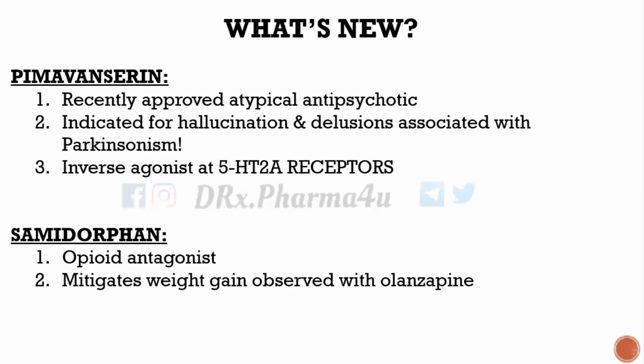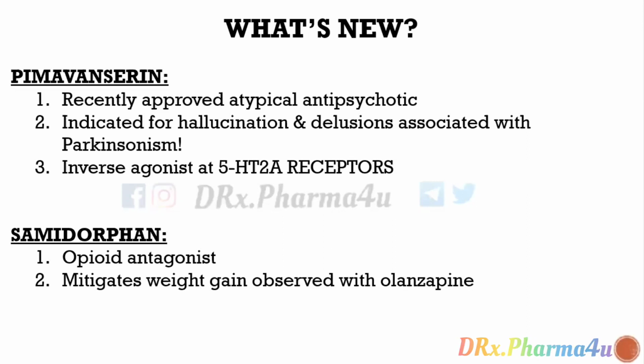And there is a new medicine that is pimavanserin. So this was also a recently approved atypical antipsychotic. This is actually indicated for hallucinations and delusions associated with Parkinson's disease. This is actually an inverse agonist at 5-HT2A receptors. So this is regarding pimavanserin.